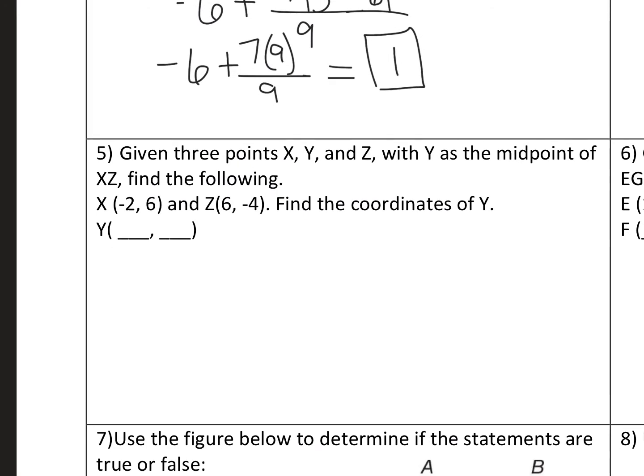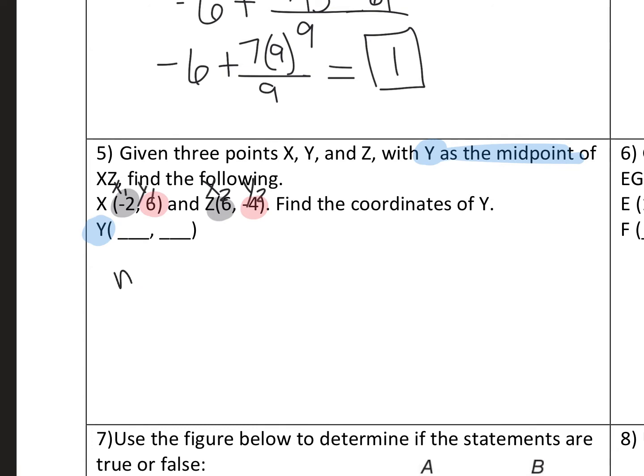Number 5, given 3 points, x, y, and z, and y is the midpoint of xz. Guys, it's just worded differently, but we're still looking for y, and y is the midpoint. So we just jump back to that same formula we just did a little while ago. We are going to add our x's. So I'm going to label x1, y1, x2, y2. We're going to add our x's and divide by 2, and then add our y's and divide by 2.